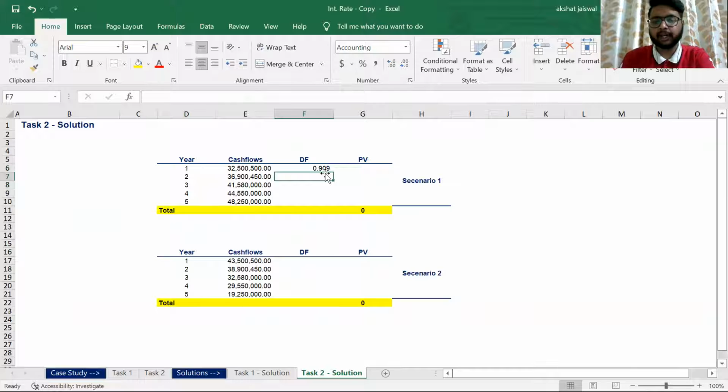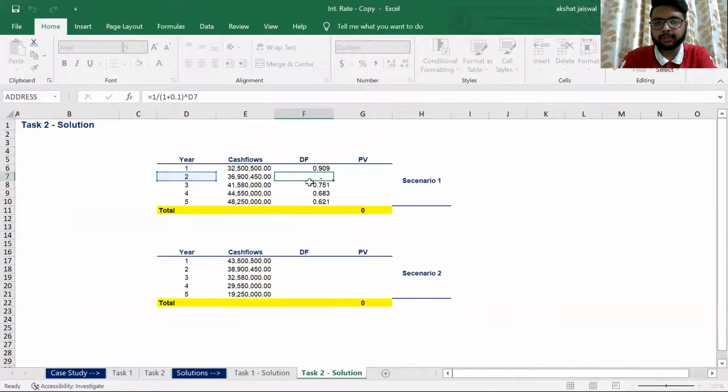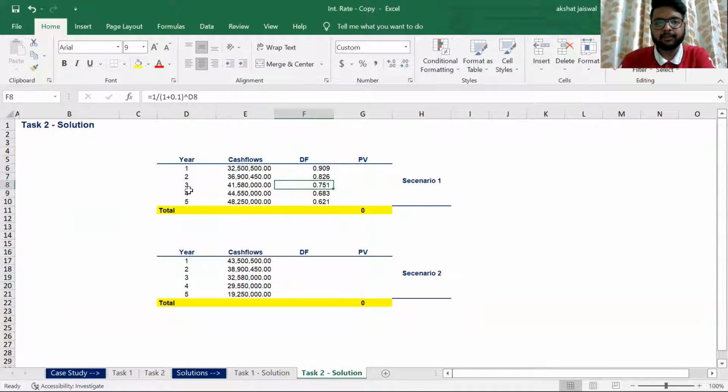So instead of doing it again like 1 divided by 1 plus 0.10 the whole power 2, what you can do is just click on the first discount factor, and you can see this sign changing into plus. Just double click it. It will automatically fill. It is 0.82, say 0.751, 0.683, 0.621. You can see the cell reference. It has taken 2 years, and then followed by this D8 will be 3 years, and D9, and then D5.